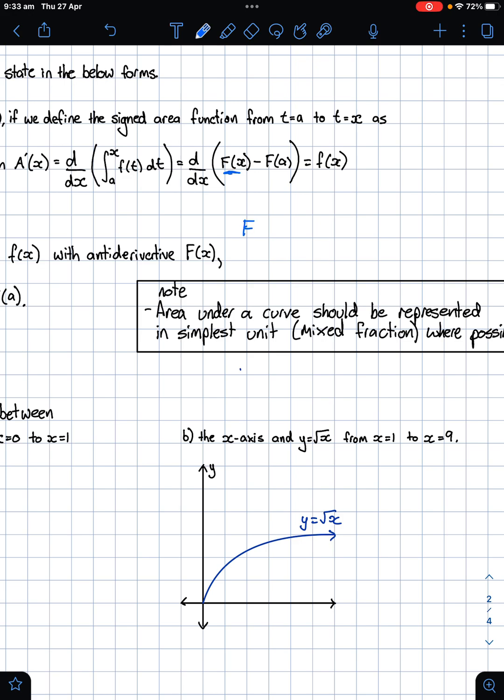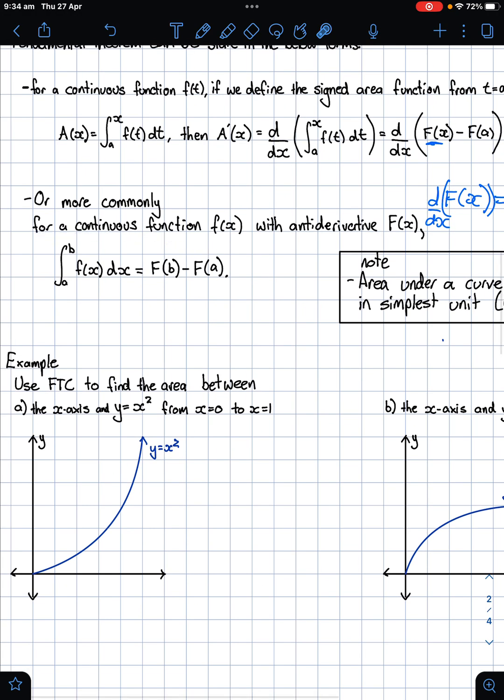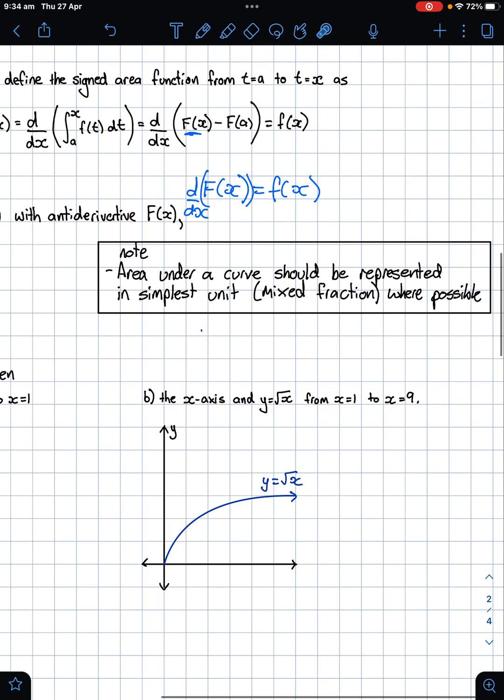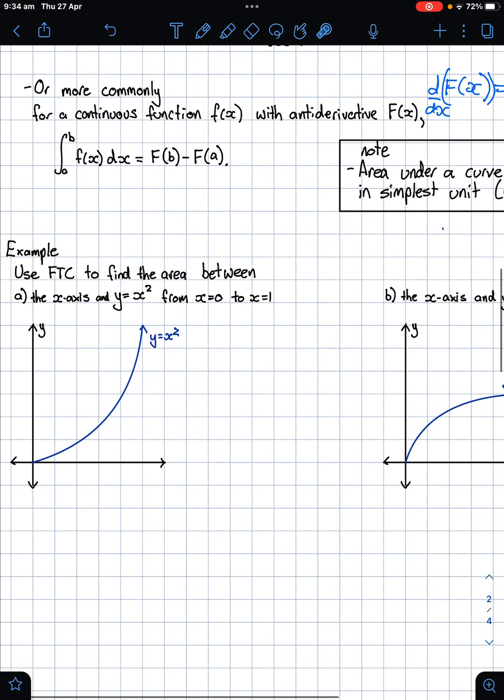This is because the derivative d/dx of F of x equals our original function, and the derivative of F of a is going to be 0. Now, more commonly, we would just use this notation here, which is if we have an integral from a lower bound to an upper bound of a function dx, it's going to be the antiderivative of the upper bound minus the antiderivative of the lower bound. I've just got a note here: area under a curve should be represented in the simplest unit, as a mixed fraction where possible. So let's do an example of this.